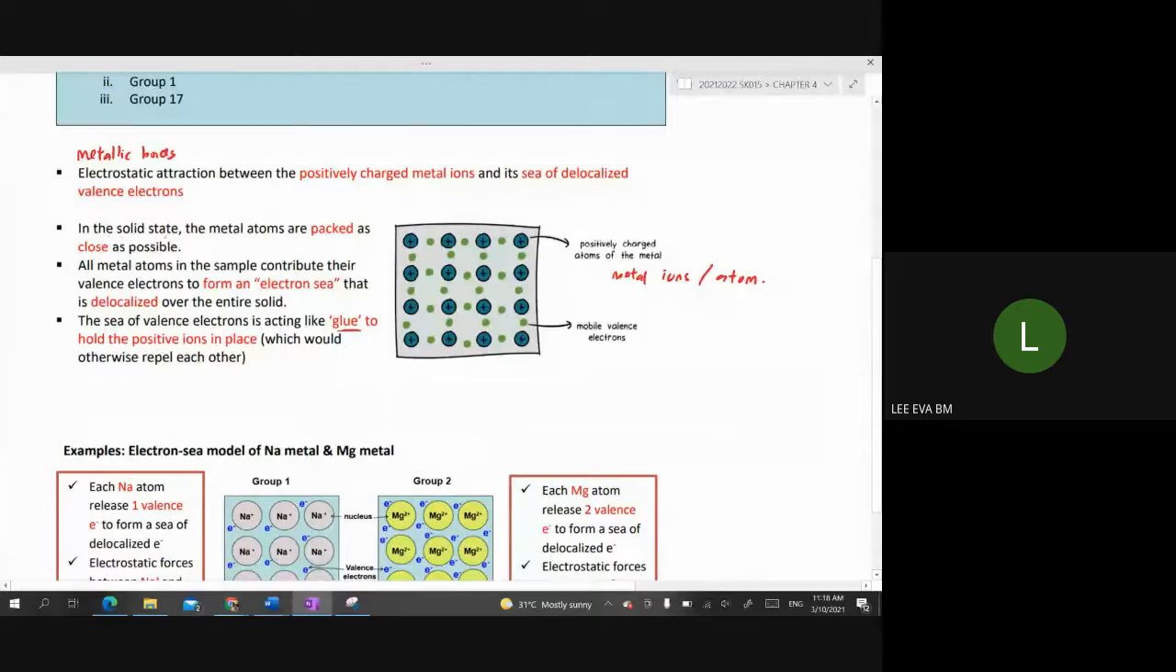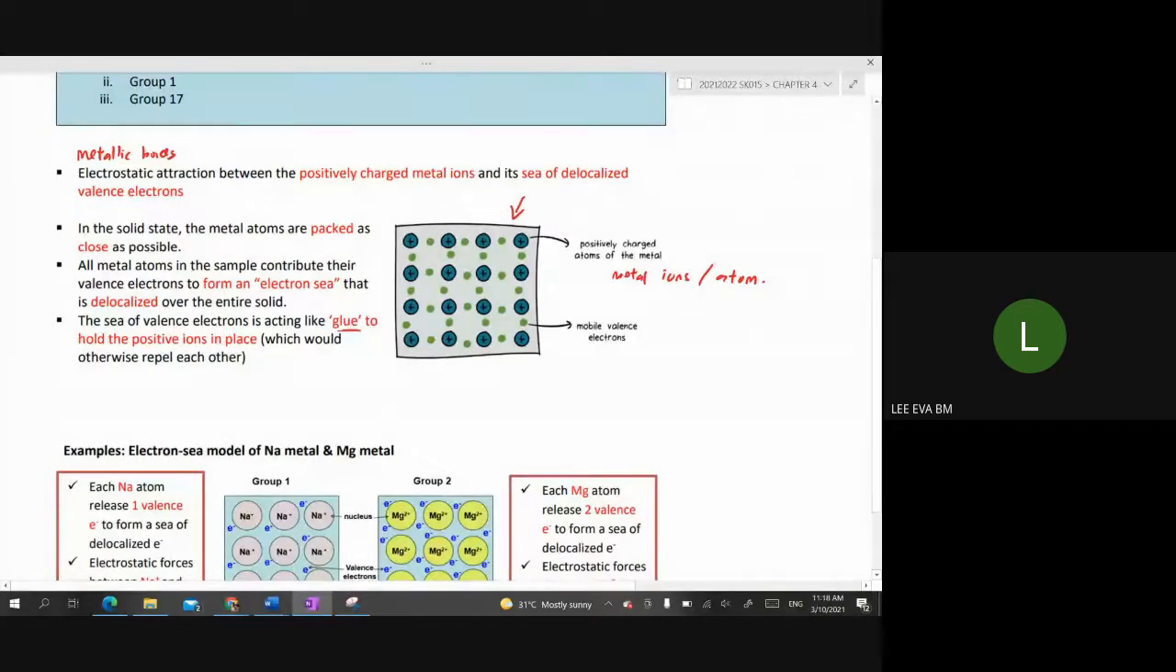In the solid state, the metal atoms are packed as close as possible. So we put them inside fixed positions for all these metal ions. Okay, so all these metal atoms or ions in the sample contribute their valence electrons to form an electron sea that is delocalized over the entire solid. We already represent it by this square only. Inside this square only we look, not the whole structure. You only need to draw this model.